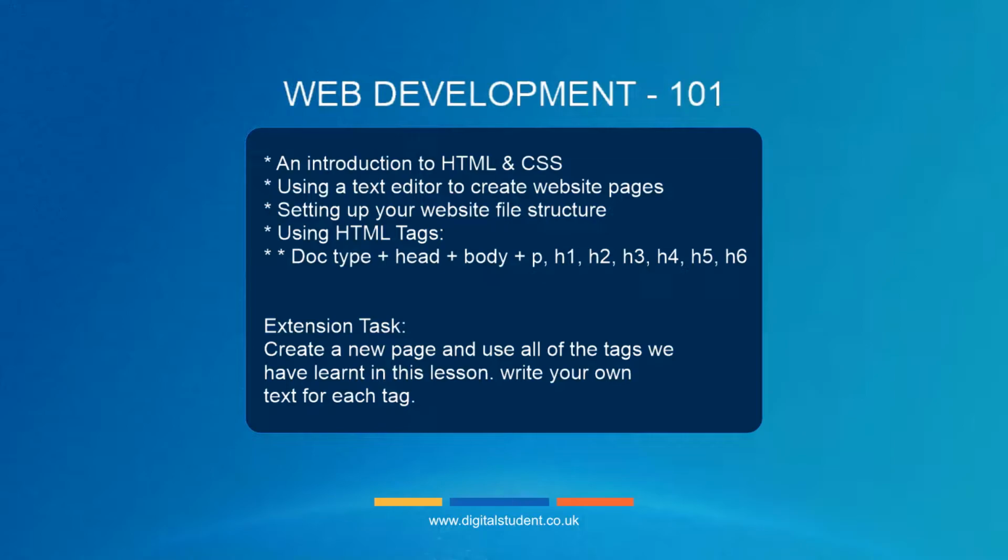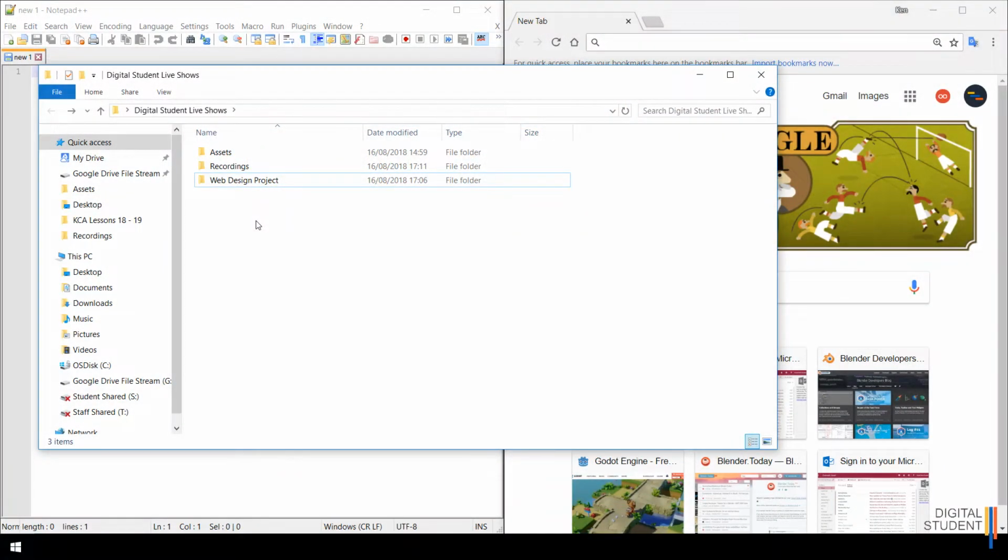We're then going to look at setting up our file structures and then looking at using some of the following tags. So just a doctype, a head and a body, which need to be used on every single page that you build. And then we're going to look at some text tags like P, H1. So P is for paragraph, H1 is for a main header, H2 is for a subheader, and then H3, H4, H5 and H6. And then if you want to do the extension tasks, you can use all of these tags to build a completely new page and fill it with your own text, maybe, you know, make something funny or whatever. So let's go on and let's have a little look at setting up our first ever web project.